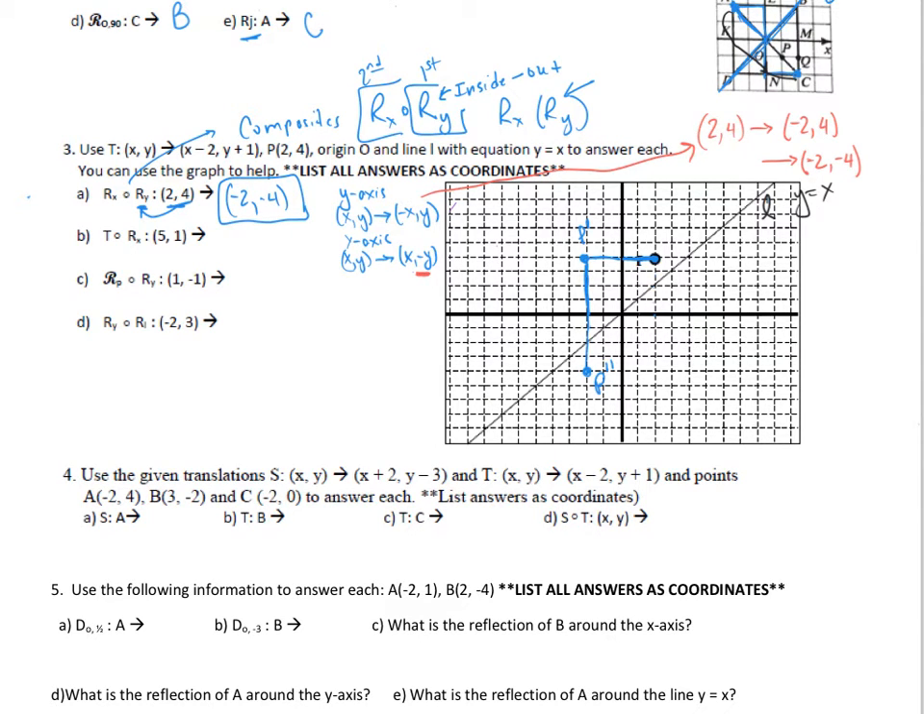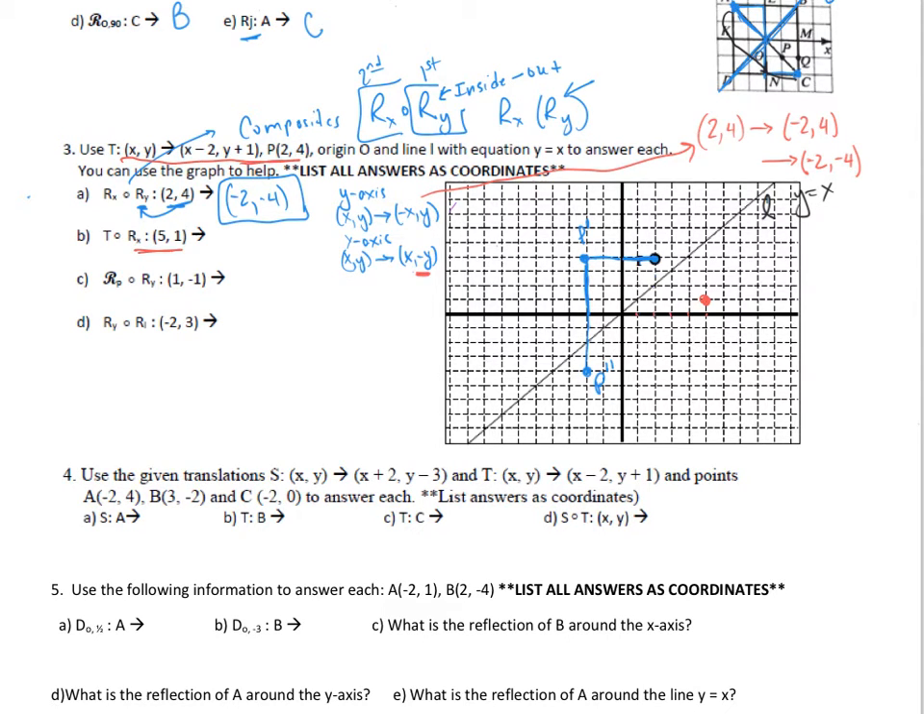Okay, for part B, we've got first a reflection right here. Let me see if it'll let me erase what I already have there. Nope, and it won't. That's okay. So I have a reflection of the point 5, 1 about the x-axis, and then I need to do this transformation to it.